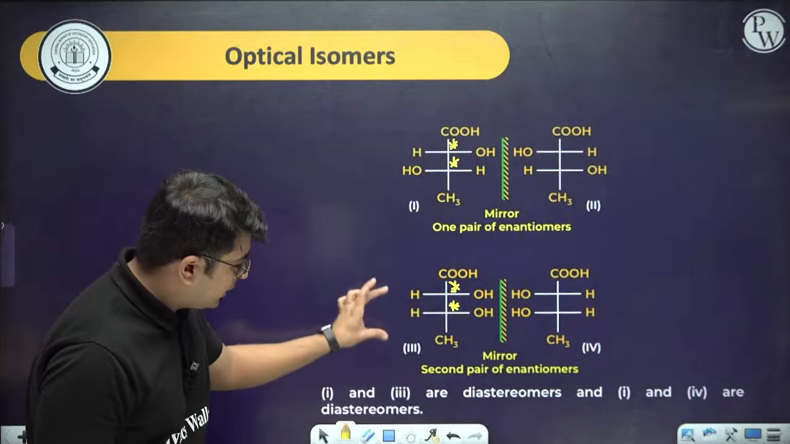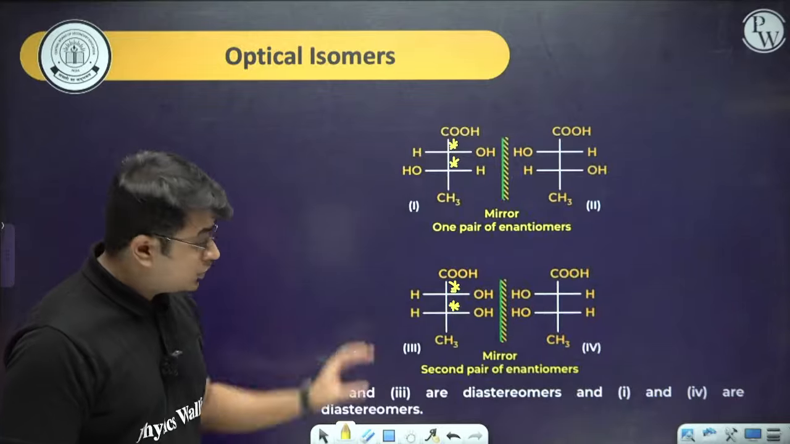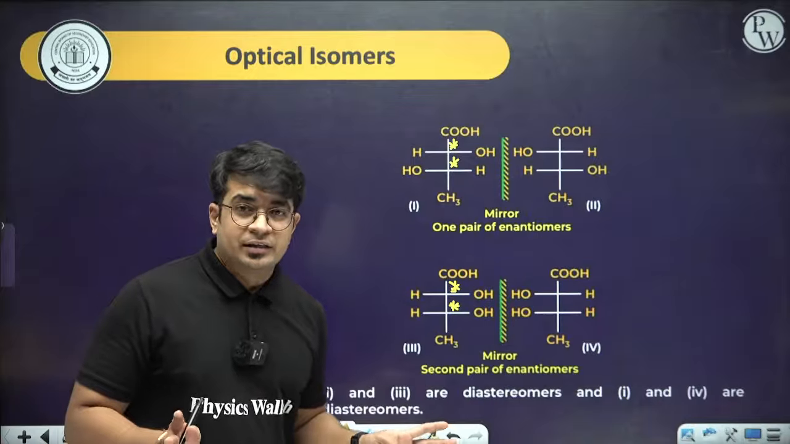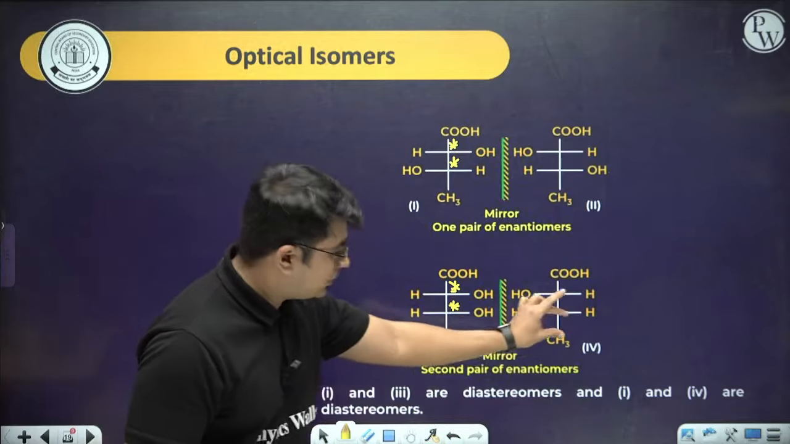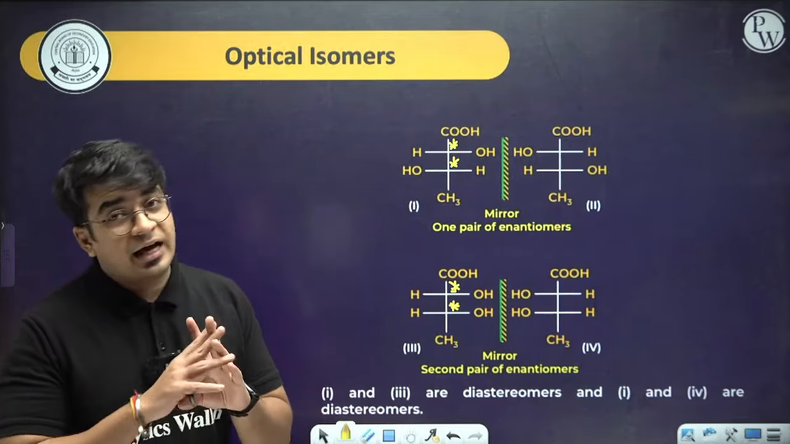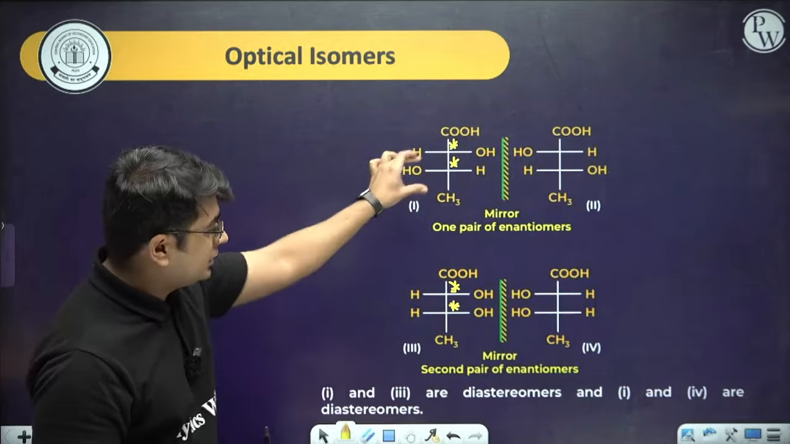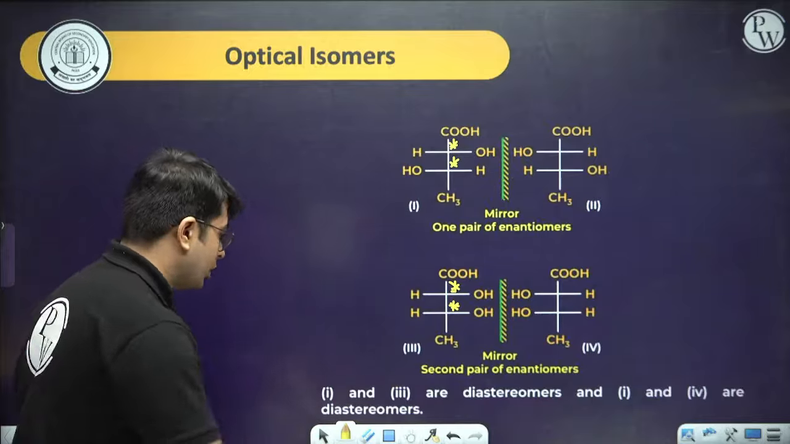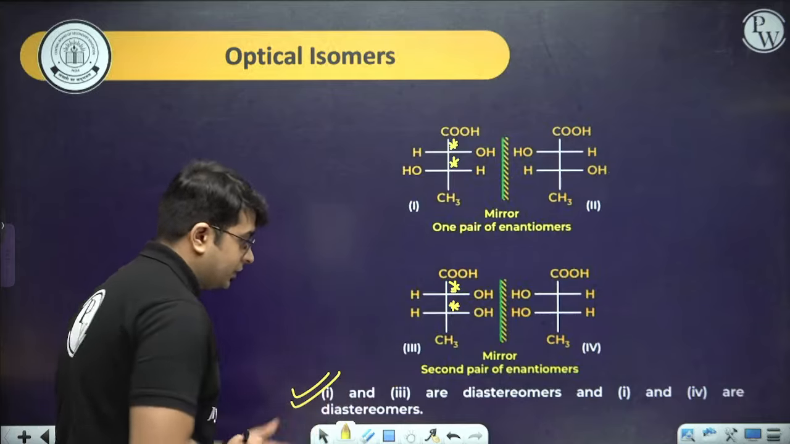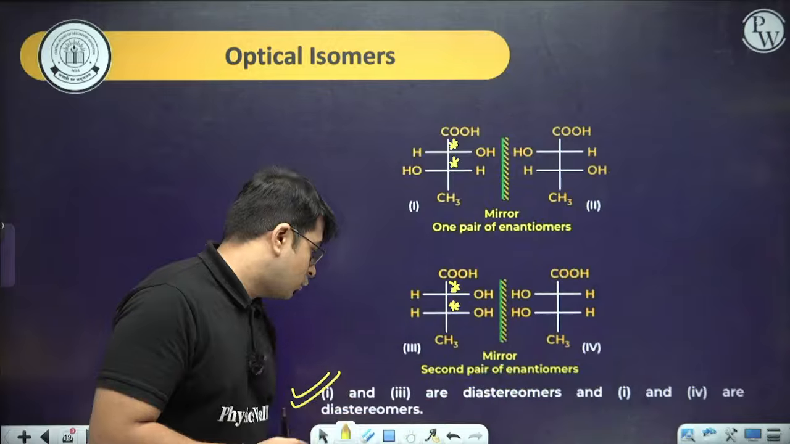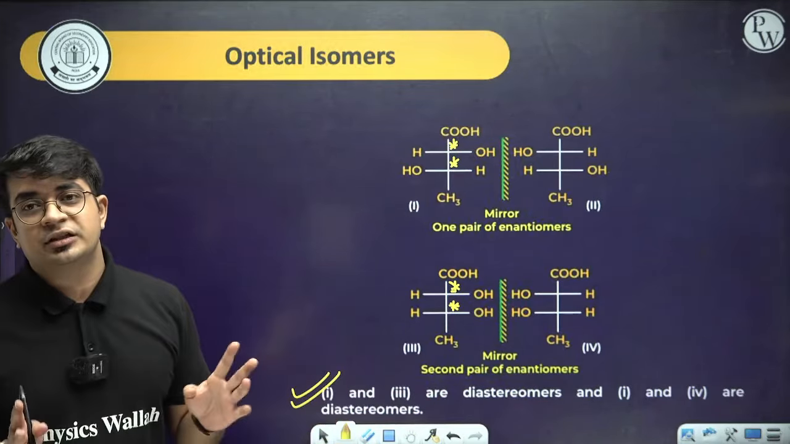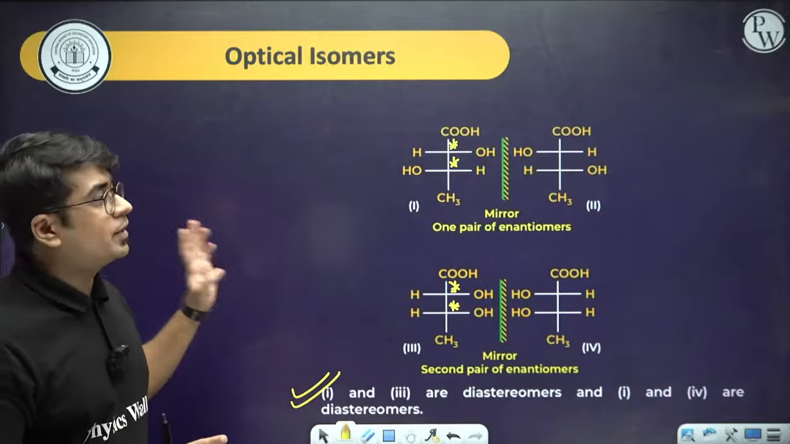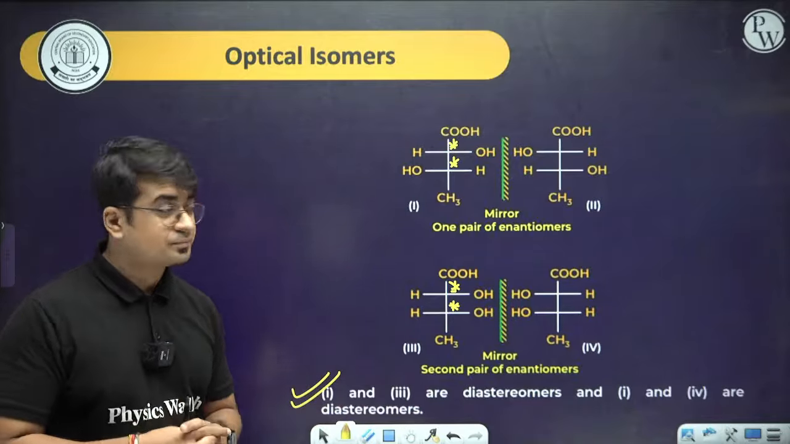But if you compare the third with the first, these two molecules are entirely different. They are non-superimposable and they are not mirror images of each other. If you compare the second and fourth, they are not the same. Definitely these are your diastereomers. So first and third, first and fourth, second and fourth, second and third are diastereomers with each other. I hope this entire part is clear.